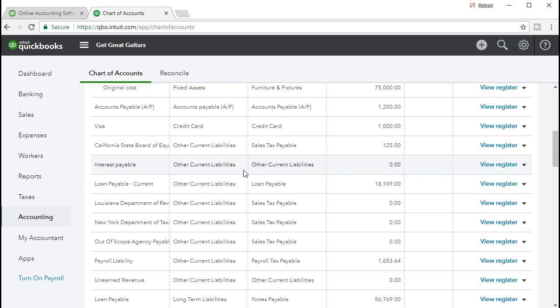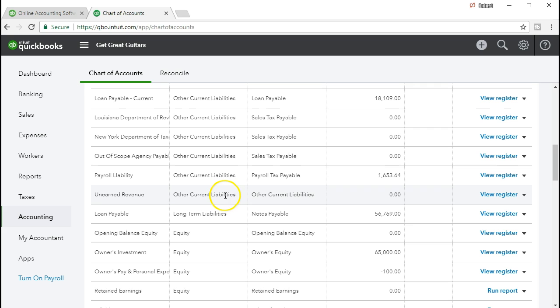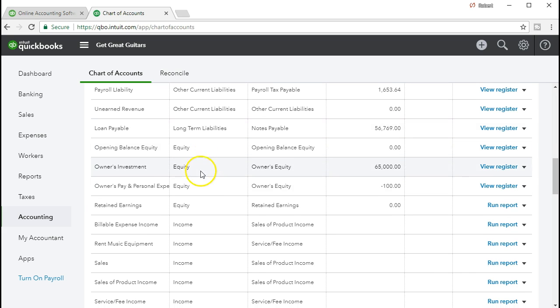Other current liabilities, which the generic thing would be other current liabilities within that category. Then we've got other current liabilities, loan payable, and other current liabilities, sales tax payable for other locations. We'll talk about sales tax at a later point. Then we have payroll tax payable as a liability, unearned revenue, other current liabilities. Long-term liabilities then are going to be after that in the ordering of the chart of accounts. These are things due after a year. Then the equity section, so then we're going to have everything within the equity.